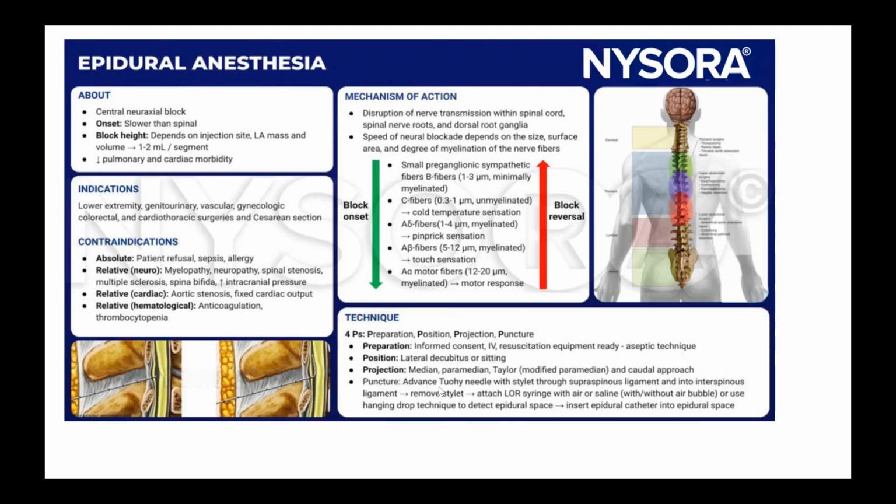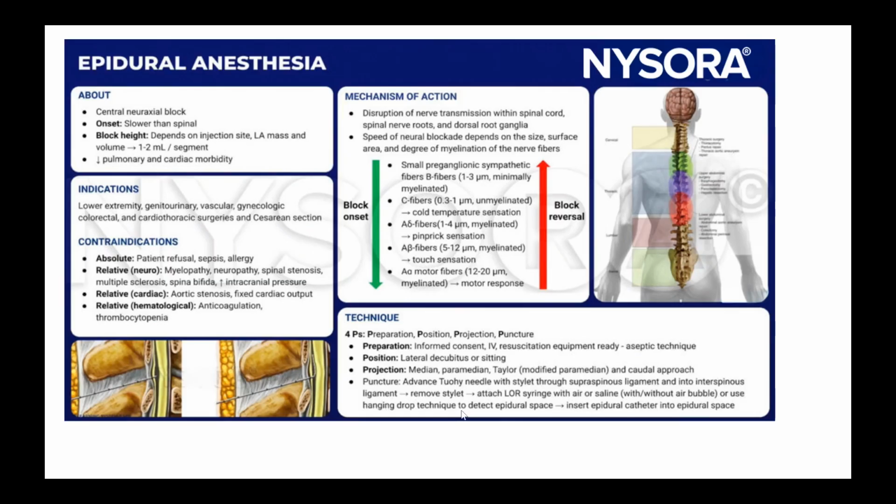Okay? So advance the 2P needle with the stilette through the supraspinous ligament into the interspinous ligament. Remove the stilette, attach the loss of resistance syringe with air or saline, with or without an air bubble, and use the hanging drop technique. Have any of you ever tried the hanging drop technique or seen it being done, Ranjani? No, sir.